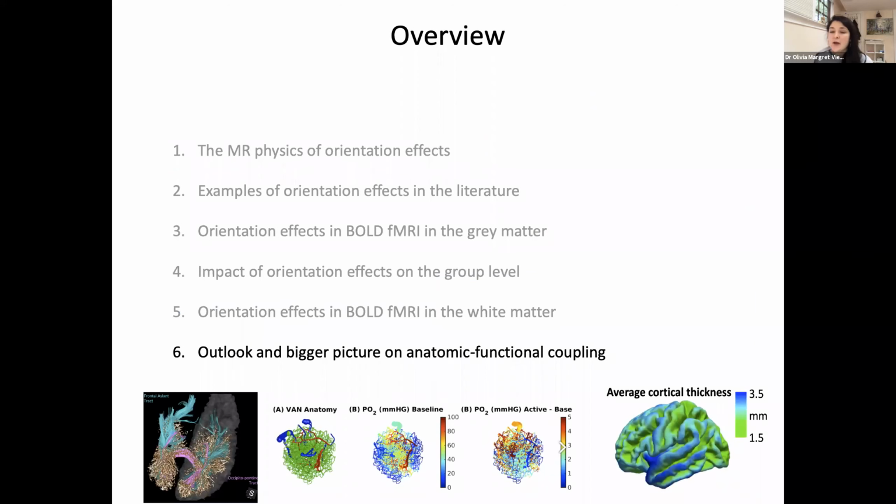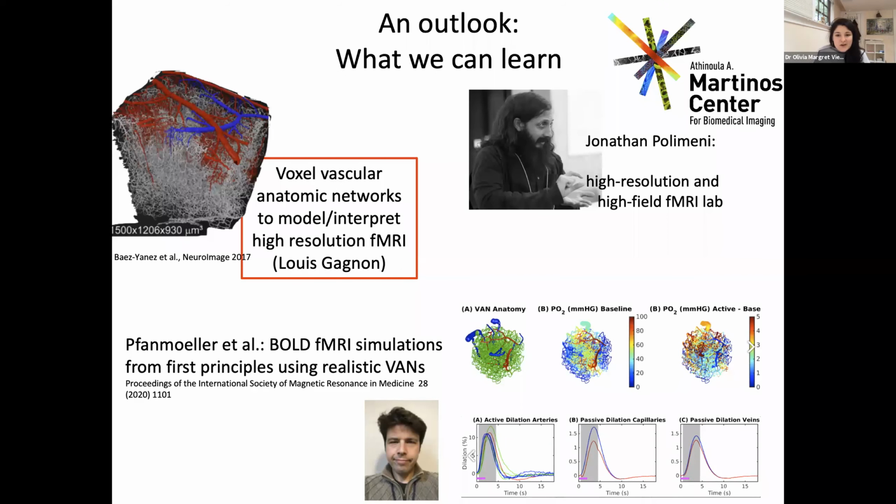So I want to finish this talk with an outlook and a bigger picture on anatomic functional coupling, and also tie this into the work that our lab is doing, because we are all kind of pulling on the same rope for the bigger picture. So our lab has a strong focus on high field, high resolution fMRI.